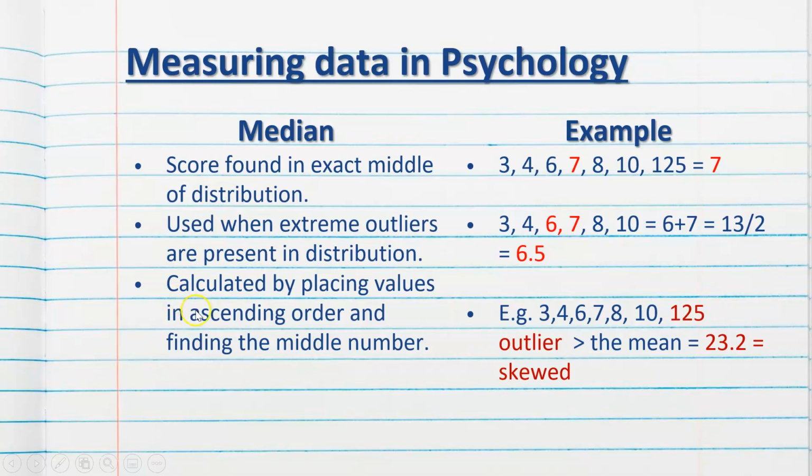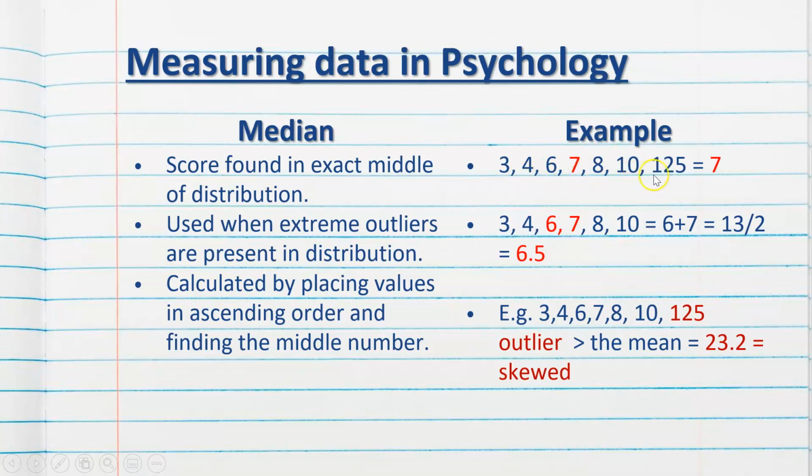So to calculate the median, all we have to do is place the values in ascending order and find the middle number. So I've got some examples here. Let's talk through them. So here's my data set, 3, 4, 6, 7, 8, 10, and 125. So to find the middle number, I need to put them in ascending order, so from lowest to highest, which I've done here. Now, as we can see here, 7 is the median because there's 3 numbers below it and 3 numbers above it. So 7 is the median. It is the middle number.